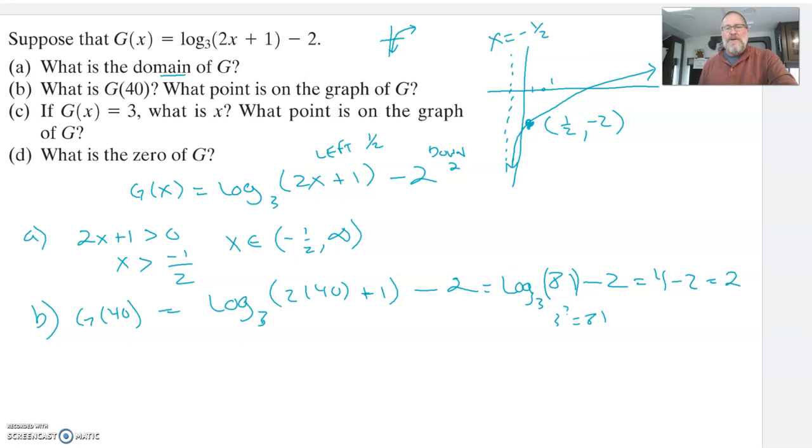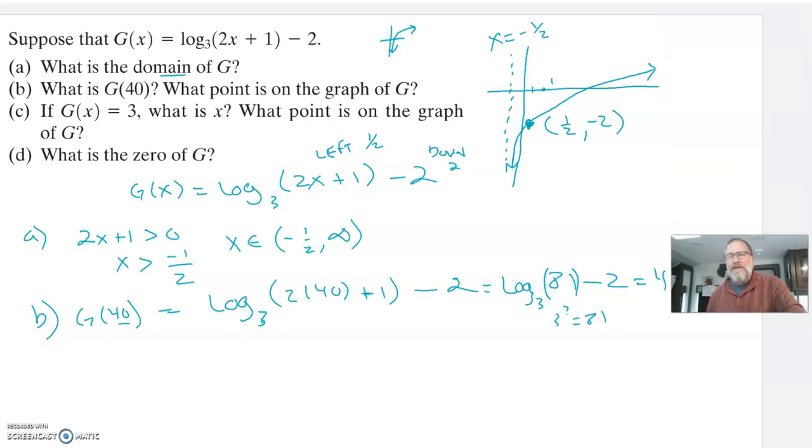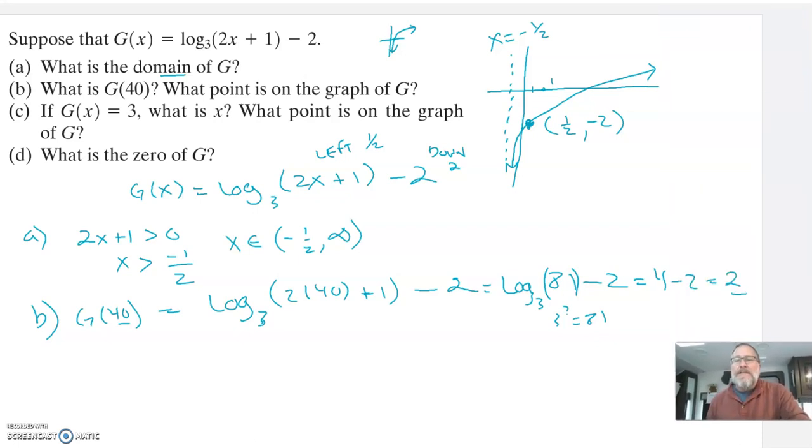All right. So I just plugged and chugged an x value of 40 and got an output y value of 2. So that means somewhere down here is a dot where we went 40 over and only 2 up. That's growing very slowly.